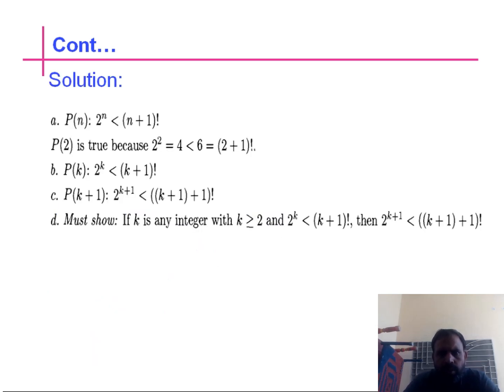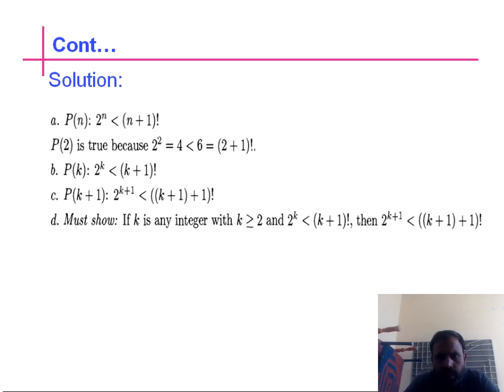P of n is 2 raised to the power n less than n plus 1 factorial. P of 2 is true because 2 squared is equal to 4, which is less than 6, which is equal to 2 plus 1 factorial. And if we discuss P of k, 2 raised to the power k is less than k plus 1 factorial. Similarly, we have to show for k plus 1 that 2 to the power k plus 1 is less than k plus 1 factorial.